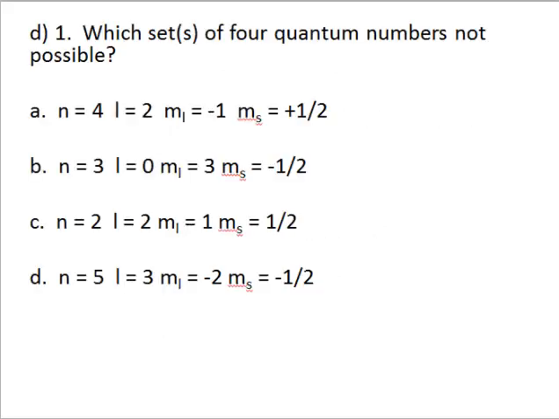One more question. Which of these sets of 4 quantum numbers is not possible? A: n equals 4, L equals 2, m sub L is -1, m sub S is +1/2. And then you have options B, C, and D to examine as well. Right, take a moment to look at those. Then move forward after you've completed the quiz and grade yourself.